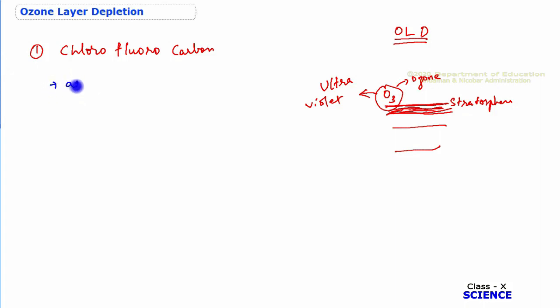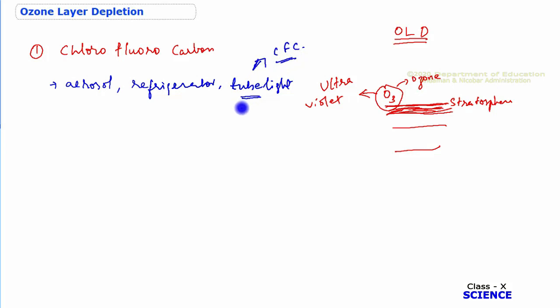First one is, it is used as aerosol, then in refrigerators. Tube lights also contribute, tube lights. In examinations also, such questions are asked: why should we avoid the use of tube lights? Because tube lights emit chlorofluorocarbon, right? So as far as possible, we should avoid the use of tube lights. So these are the various substances which release chlorofluorocarbon.